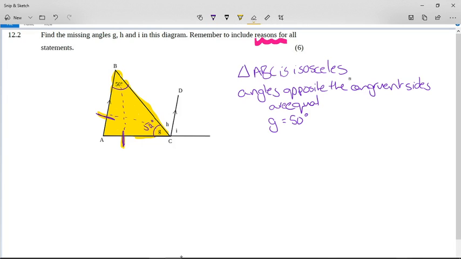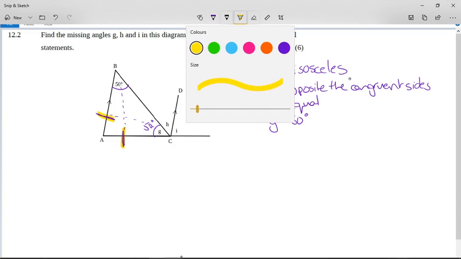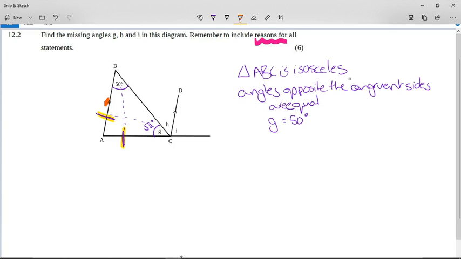Now we want to find angle H. Angle H is a little bit different. Let's see how we're going to find angle H. Did you notice that here and here are parallel line arrows? So this line over here is parallel to this line. This line over here is parallel to this line over here. And that means that this is a transversal. So when you have a transversal on a parallel line, can you remember there are three kinds of parallel line rules that we need to remember?